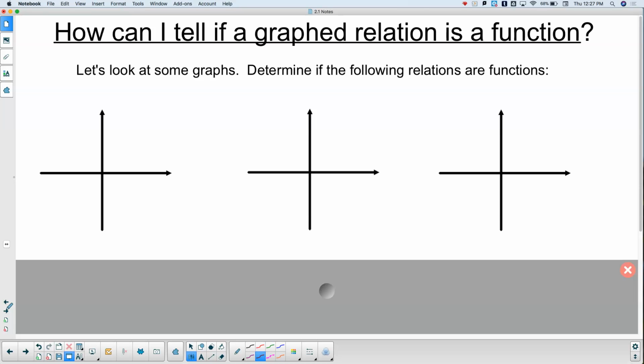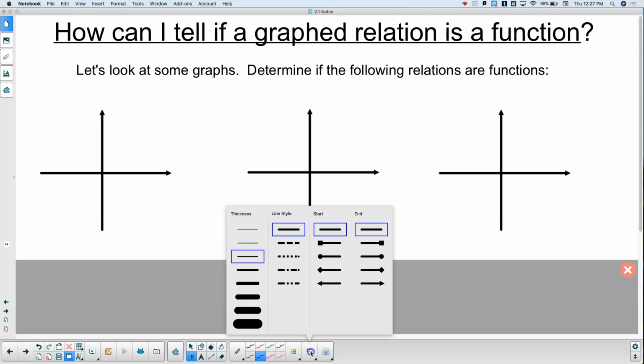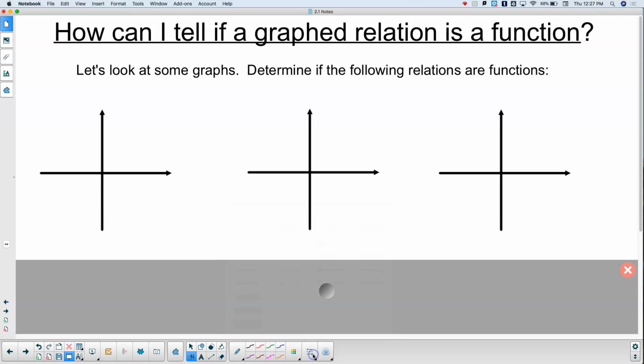Now, we're getting into that graphing part. Don't freak out, Jess. All right? We'll get it. Let's look at some graphs to determine if they're functions. So, we'll go with this color. We'll make it a little thicker, though. So, let's go with a line.